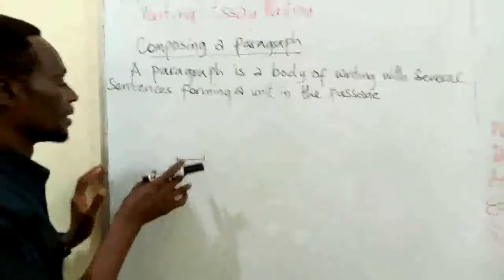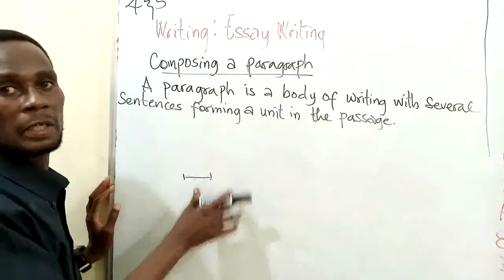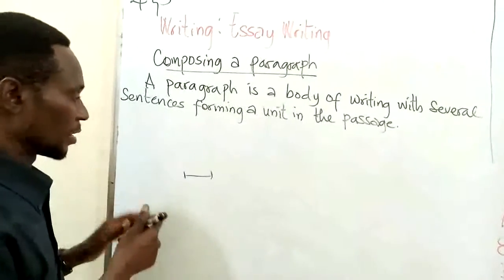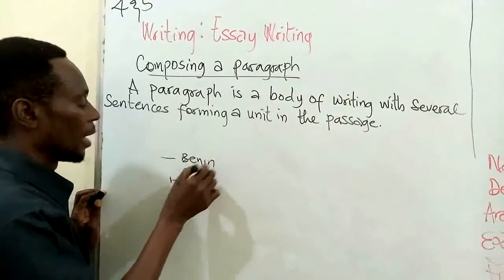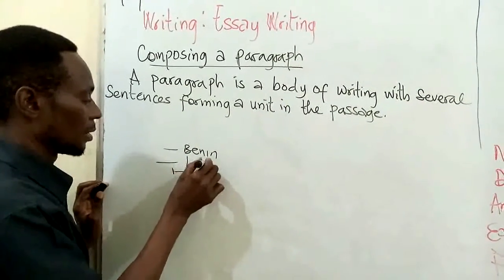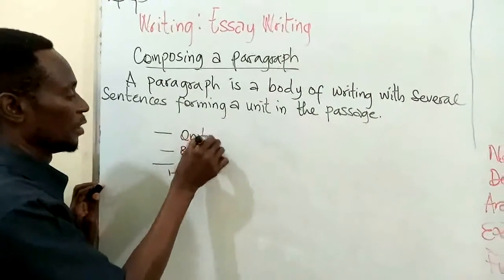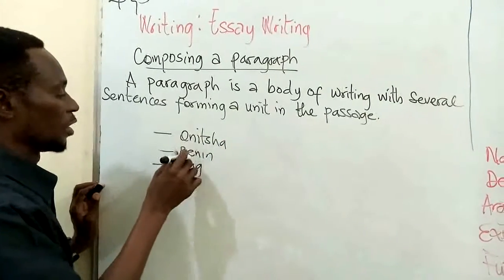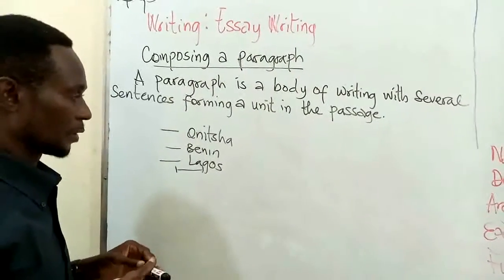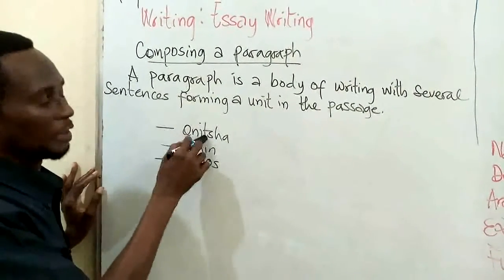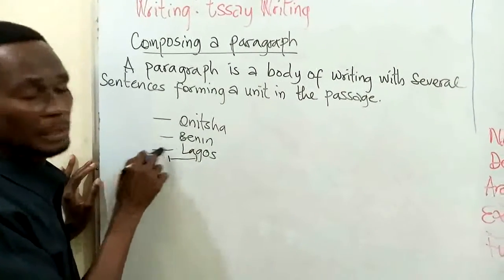Now, if there's need for you to say more on the way, it will have another paragraph. For instance, you move from here to Onitsha, and from Onitsha to Benin, and Benin to Lagos. Now that would mean three paragraphs. What happened from Calabar to Onitsha? One paragraph. What happened from Onitsha to Benin? Another. And what happened finally to Lagos? Another.